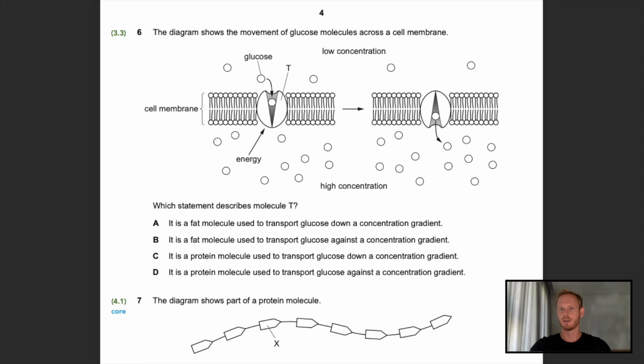Number 6. The diagram shows the movement of glucose molecules across a cell membrane. Which statement describes molecule T? So molecule T is a protein carrier molecule which actively transports molecules across cell membranes. The molecules here are being transported from a region of low concentration above the membrane to a region of high concentration, that is, against a concentration gradient. The correct answer is therefore D.